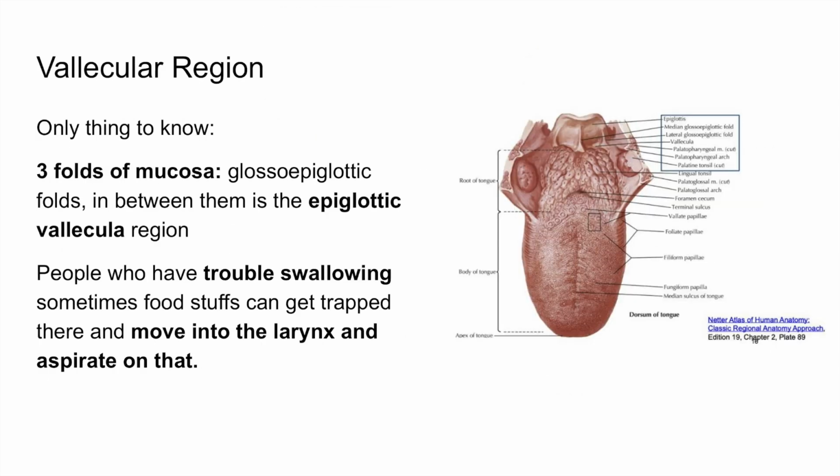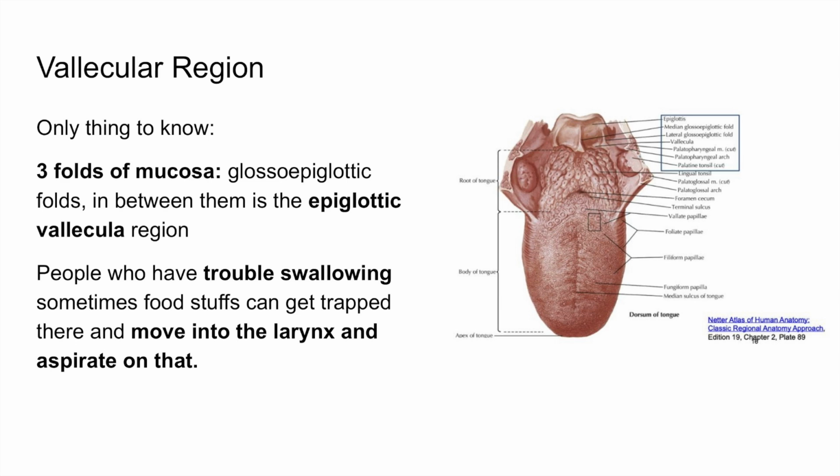All right, so the vallecular region is a small but clinically important space because it's located between the base of the tongue and the epiglottis, and it's formed by three mucosal folds called the glossoepiglottic folds. One median fold in the center and two lateral folds on either side. These folds create two small depressions between them known as the epiglottic valleculae, and functionally the valleculae act as a temporary holding space during swallowing, which helps guide the bolus of food around the epiglottis and towards the esophagus.